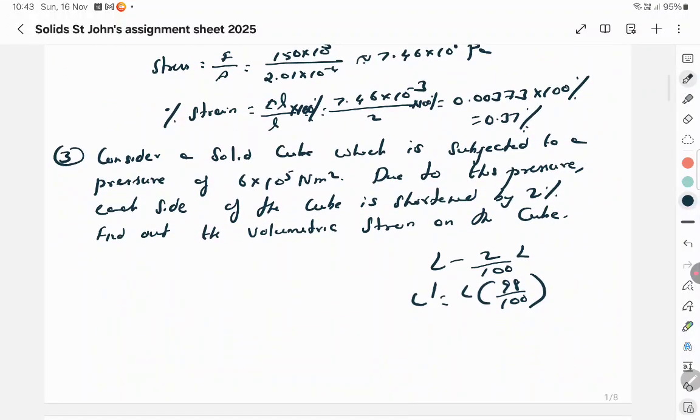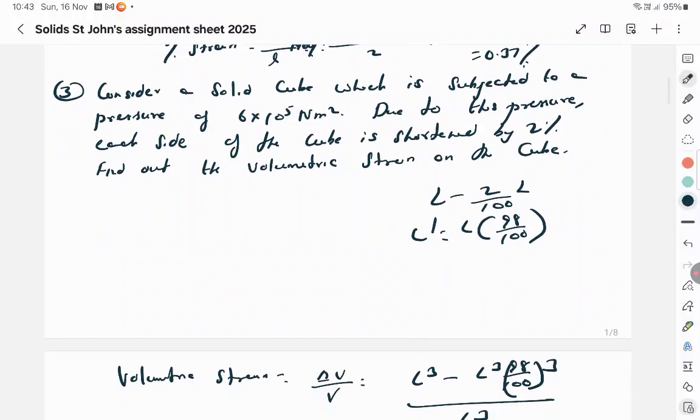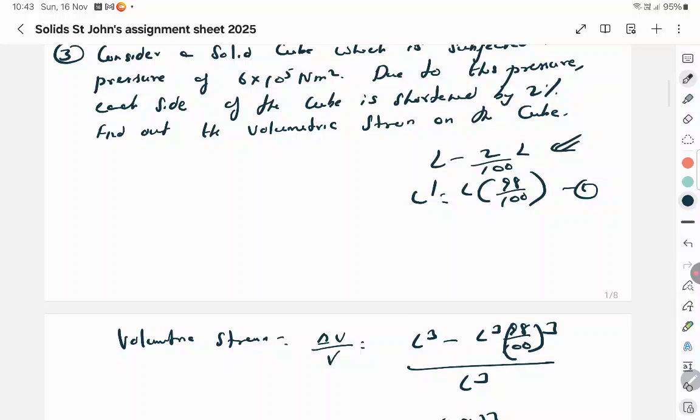Consider a solid cube which is subjected to a pressure of 600 to the power 5 Newton per meter square. Due to this pressure, each side of the cube is shortened by 2%. Find out the volumetric strain of the cube. Since the length of the cube is shortened by 2%, just find the final length by writing it like this. I always do this as the first step. Get the final length, L minus 2 by 100 into L.